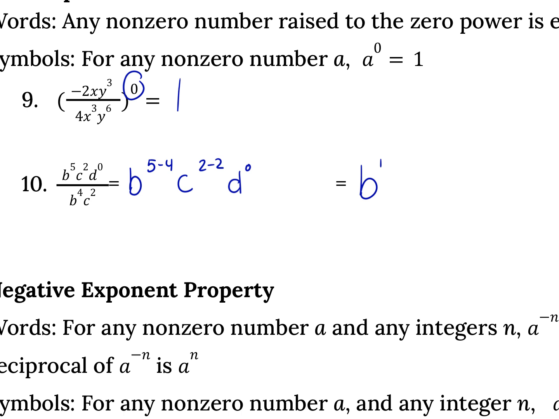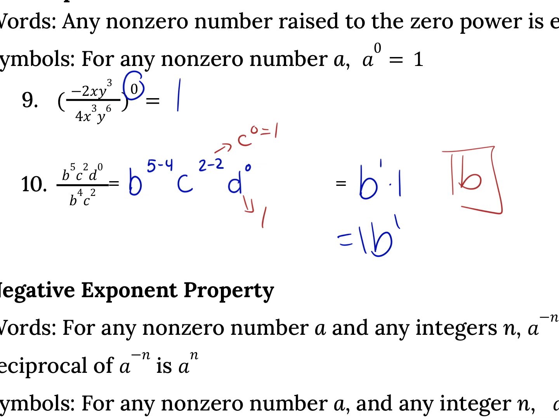Now, I'm not saying that you can't put a 1 and make this a 1B1. That's a total you decision if you want your 1 there, but you don't need it. So again, this will go to C to the 0, which is just 1. D to the 0, that's just 1. So I end up with just B. So anything to the 0 power is 1.